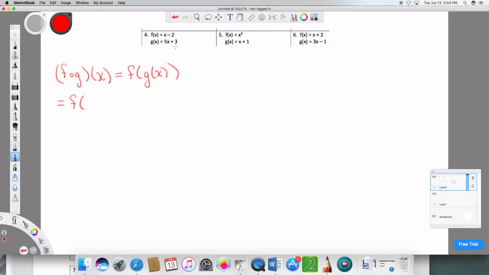well, G is the function 5x plus 3. That's the input for F. So what does F always do to the input? F always creates a subtraction problem where the first term is the input and then it takes away 2. So this is 5x plus 3 minus 2. So we have our final answer that F composed with G of X is equal to 5x plus 1.